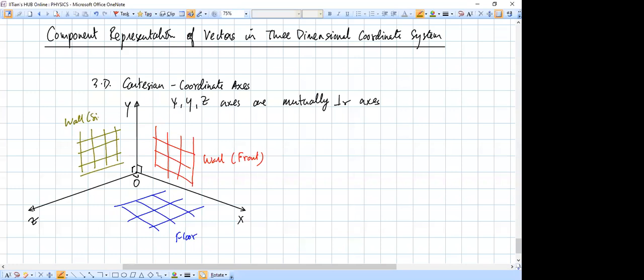This is another side wall. So basically this side wall is nothing but the YZ plane. This wall is nothing but the XY plane, and the floor on which you are sitting, that is nothing but the XZ plane. So X is perpendicular to Y, Y is perpendicular to Z, and Z is perpendicular to X. This is what we mean by mutually perpendicular axes.